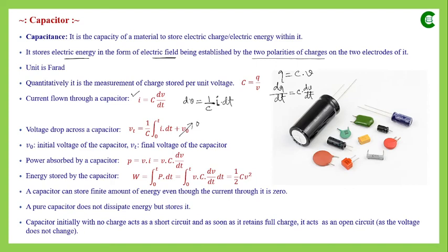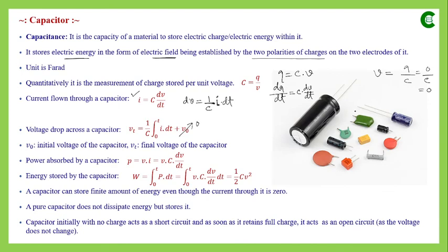As I already said, the capacitor doesn't dissipate that electrical energy, rather it stores it in the form of electric field. And as we have seen in this relationship, C is dependent on the charge and the voltage drop. So if the capacitor is initially fully uncharged, then the voltage drop across that capacitor will be Q by C. Since Q is 0 and capacitance is constant for a particular capacitor, if there is no charge initially, then the voltage drop across the capacitor will also be 0.